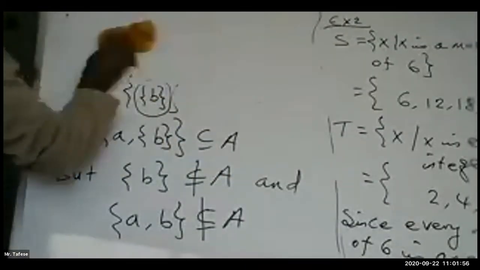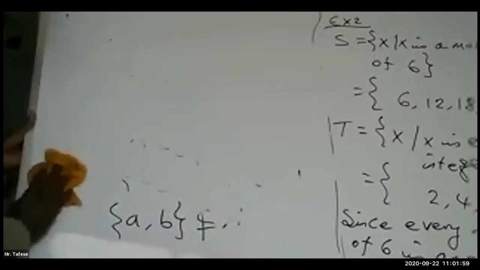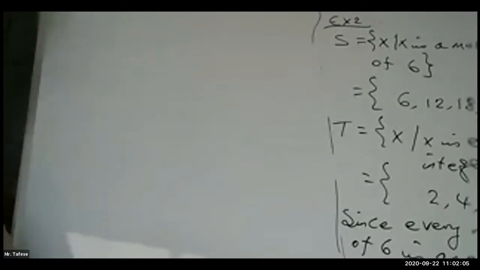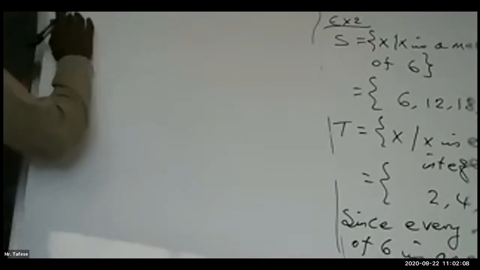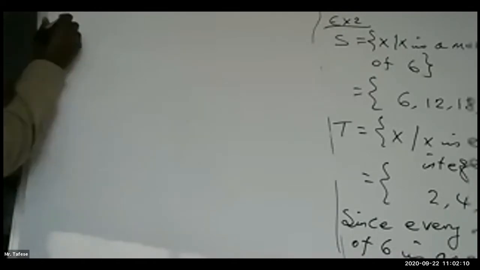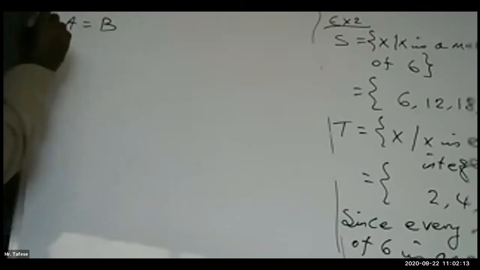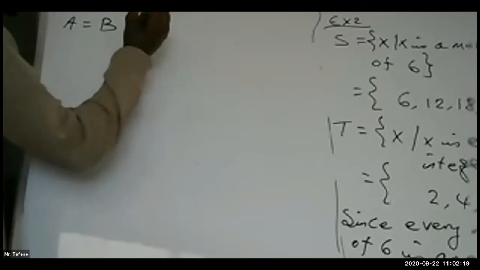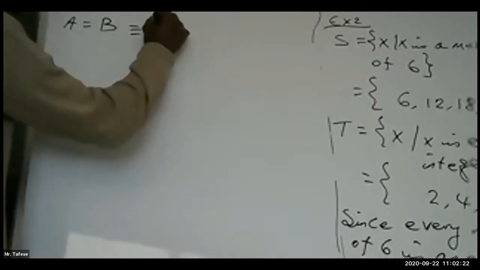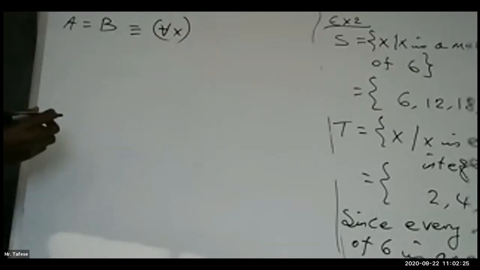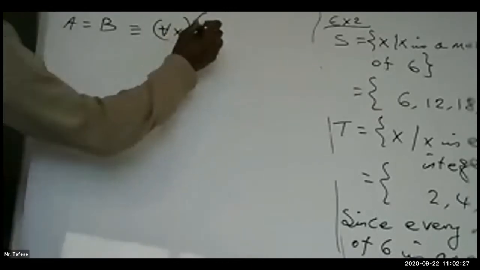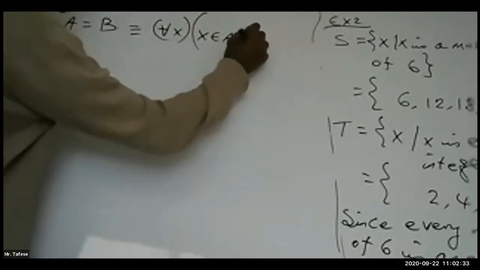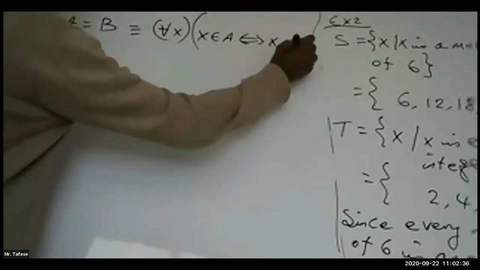Two sets which are equal can be described logically with logical operators, as I told you, verbally or orally, and can be expressed here on the whiteboard. A equals B, A equals B, equivalently means that for all X, universal quantifier, such that X is an element of A implies X is an element of B.